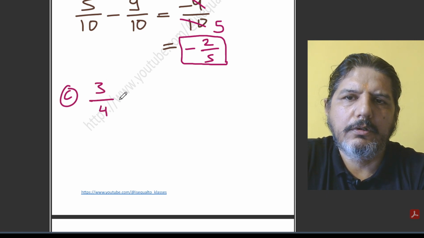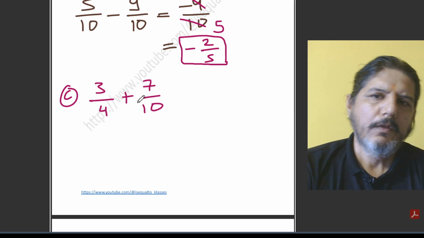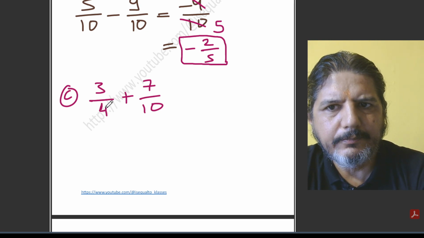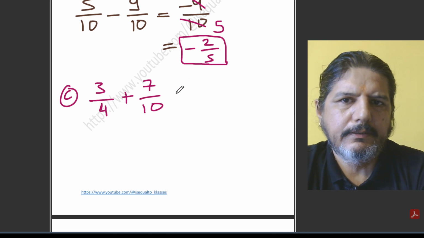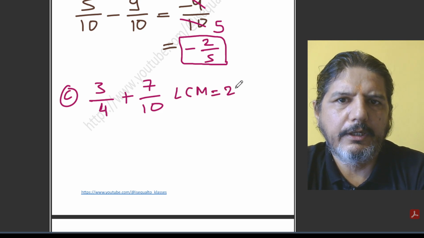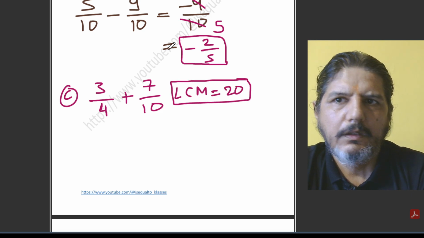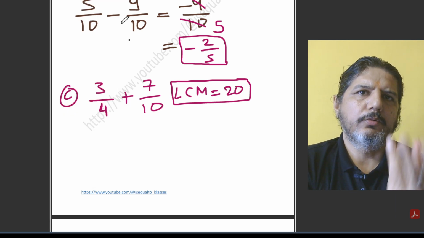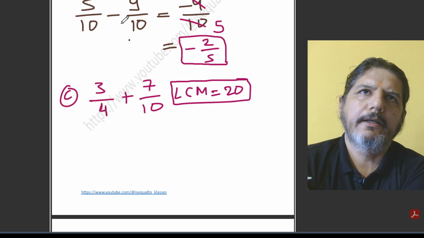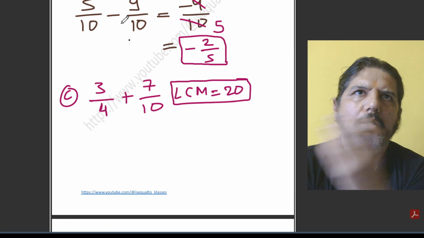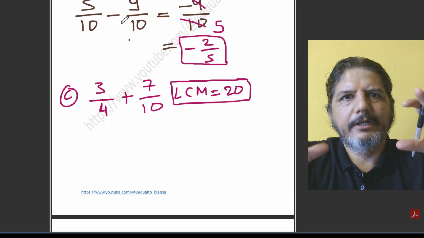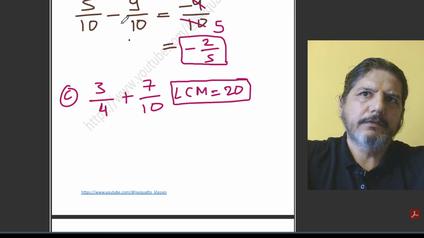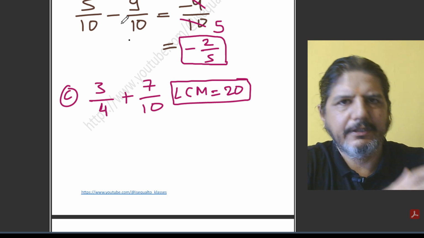3 by 4 plus 7 by 10. So again, I know that the LCM of 4 and 10 is 20. I hope you are able to connect the things. So what does LCM do? LCM helps us make the denominator same. Helps us convert these unlike fractions into like fractions. We know the direction in which we have to go.